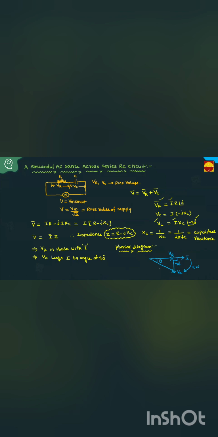Clear, friends? Now, according to the parallelogram law, how to write V: V equals square root of VR square plus VC square plus 2 VR VC cos theta. But what is the angle between VR and VC? It's 90 degrees. Cos 90 becomes 0. That's why you can write V equal to square root of VR square plus VC square.